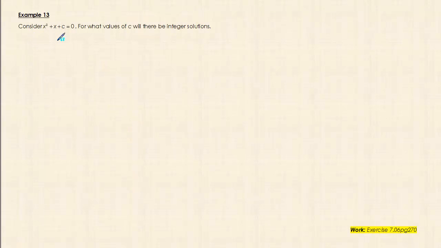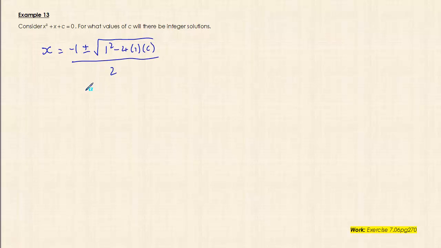Consider x squared plus x plus c is 0. For what values of c will there be integer solutions? Let's solve this quadratic using the formula. So x would be -1 plus or minus the square root of 1 squared take away 4 times 1 times c, all divided by 2. So that would be -1 plus or minus the square root of 1 minus 4c, divided by 2.